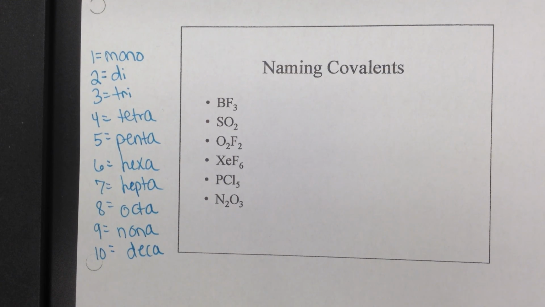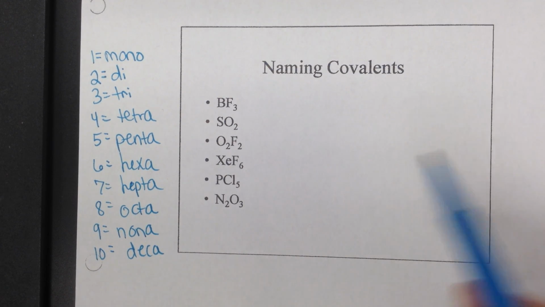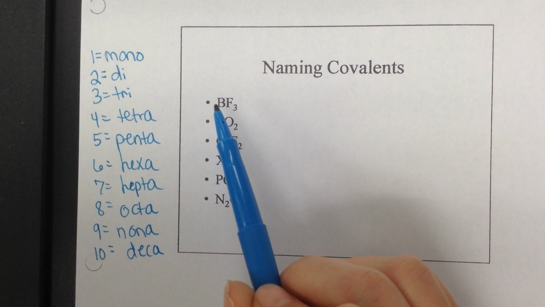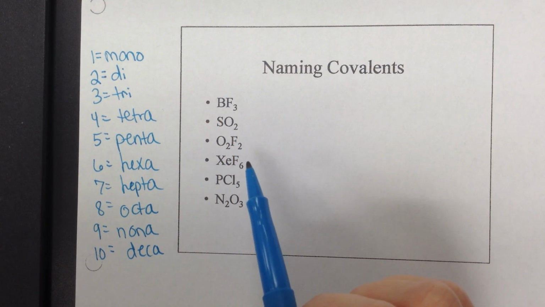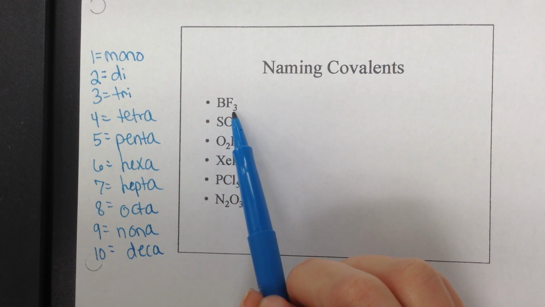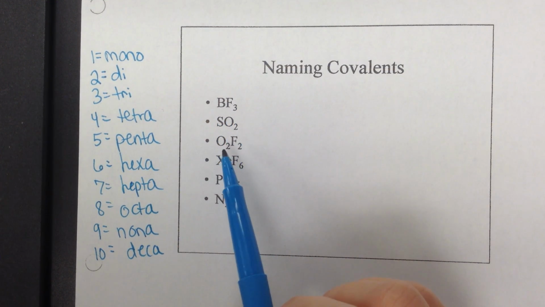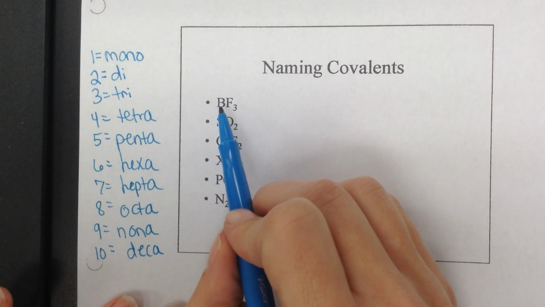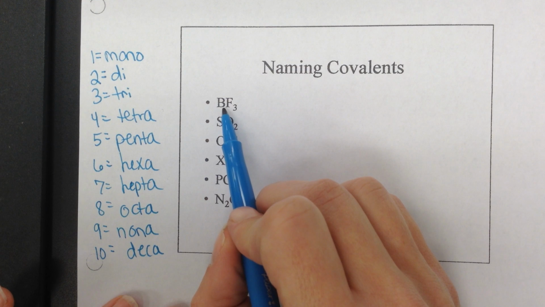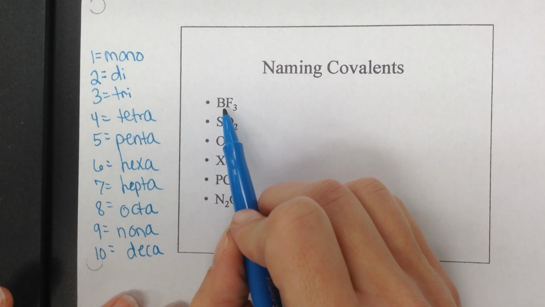Okay, so now that you have your prefixes, here is how you name them. You're going to look at your compound, and first off, these are all covalent because they're all nonmetals. And you want to look at these little subscripts. These little subscripts are going to tell you what prefix to use when you name this compound. So let's take a look at this first one. Boron doesn't have a subscript next to it. Well, remember, in chemistry, we don't have to write the number 1. So when you don't see a subscript, you just assume it's a number 1.